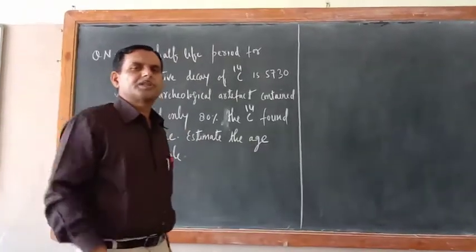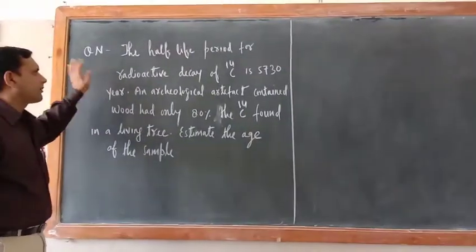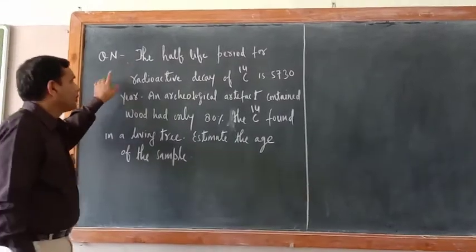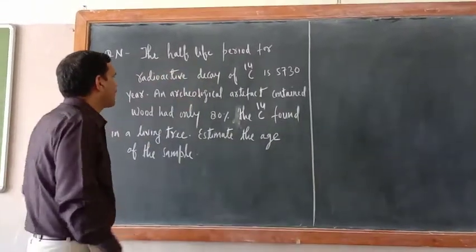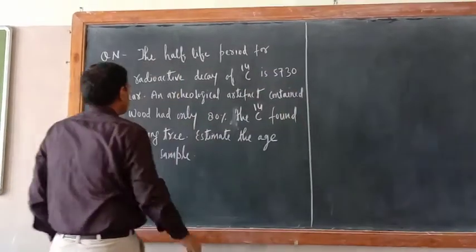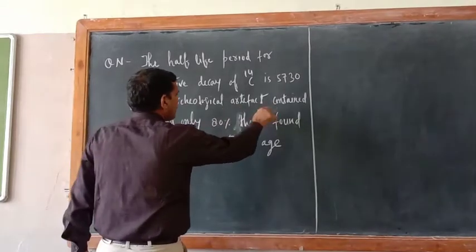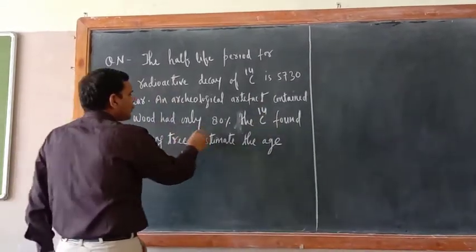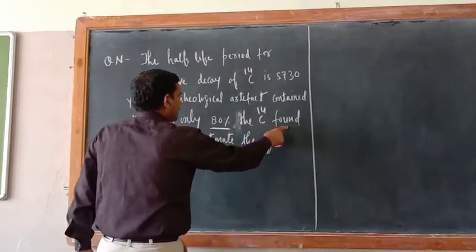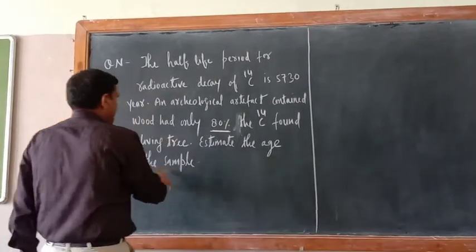So with the continuation of the numerical problems, here I am giving you another problem that is based on radioactive substances. The half-life period for radioactive decay of carbon-14 is 5730 years. An archaeological artifact containing wood had only 80% of the carbon-14 found in a living tree. Estimate the age of the sample.